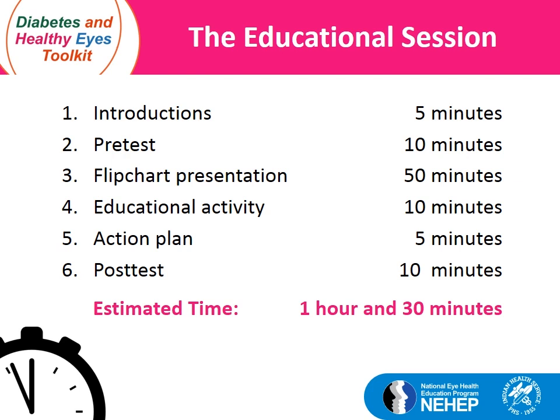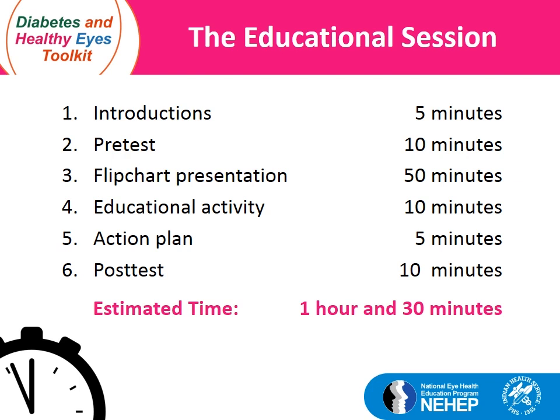As we've already discussed, we want to make sure that participants fill out an action plan, and that really only takes about 5 minutes to help them identify the concrete steps they can take to protect their vision. The action plan, as I've mentioned before, is an appendix included in your educational module. And then finally, you're going to want to close the session and have participants complete a post-test. And this is going to help you determine how much participants learned. So as you'll see, the session is estimated to last about an hour and 30 minutes.